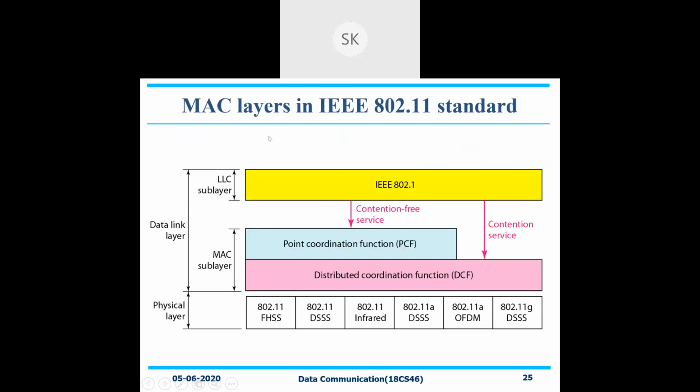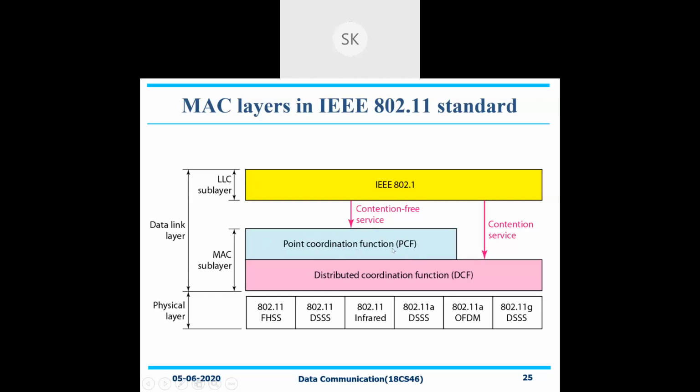With respect to the MAC layer itself, we'll see what the MAC layer is all about, and how the physical layer works in wireless networks. In wireless networks, the entire data link layer is divided into two parts, as we all know: one is the logical link control sublayer, the other is the MAC sublayer. Below that, we have the physical layer. The logical link control sublayer is in the data link layer, and under that it is addressed by 802.1. The next point is the MAC layer, where we have two different functions available.